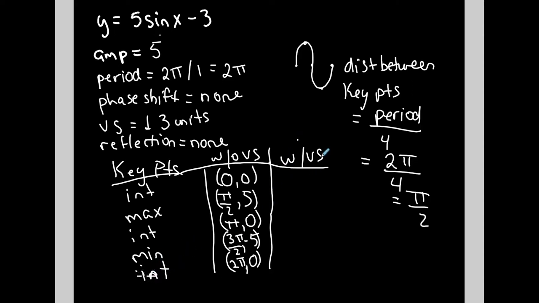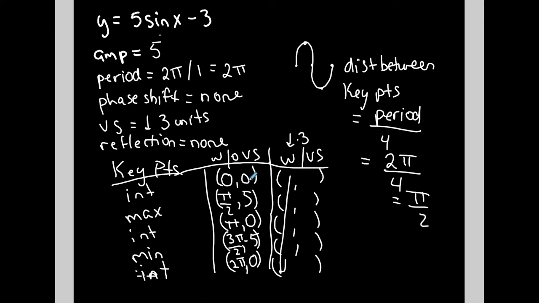Now I'm going to look at it with the vertical shift. The x-coordinates are not going to change because a vertical shift only affects the y-coordinates, so I'm not going to redo these. They are the same as what they are here. Vertical shift, we said, was down 3 units. So if I'm going down 3 units from the x-axis, then I'm going to subtract 3 from all of these y-coordinates.